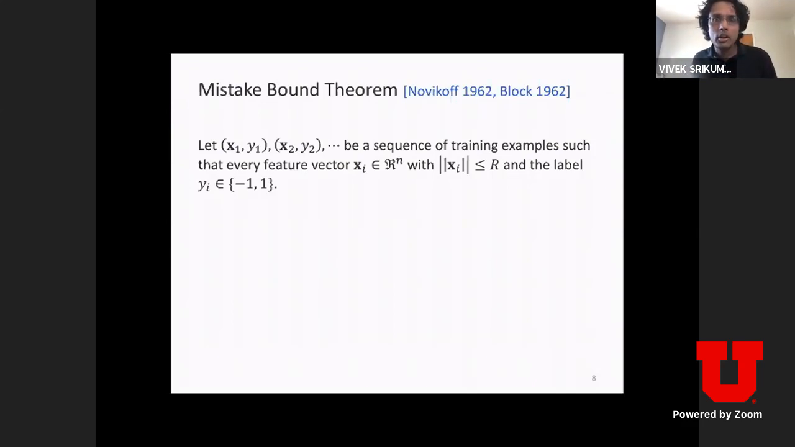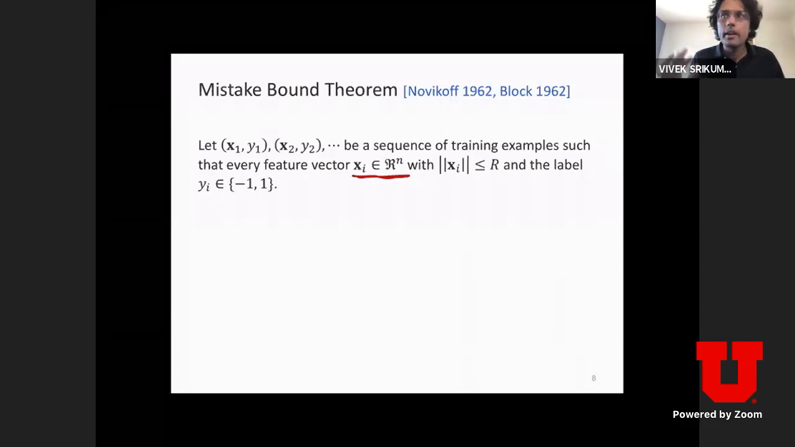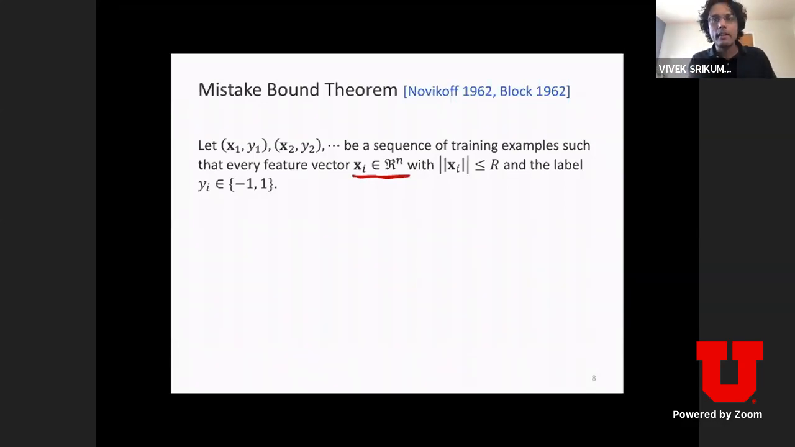So this theorem is called the Novikov theorem or the Novikov-Block theorem. Let's step through the theorem first before we look at the proof. Suppose you have a sequence of examples, x1, y1, x2, y2. These are training examples such that every example is an n-dimensional vector. So we have n features.